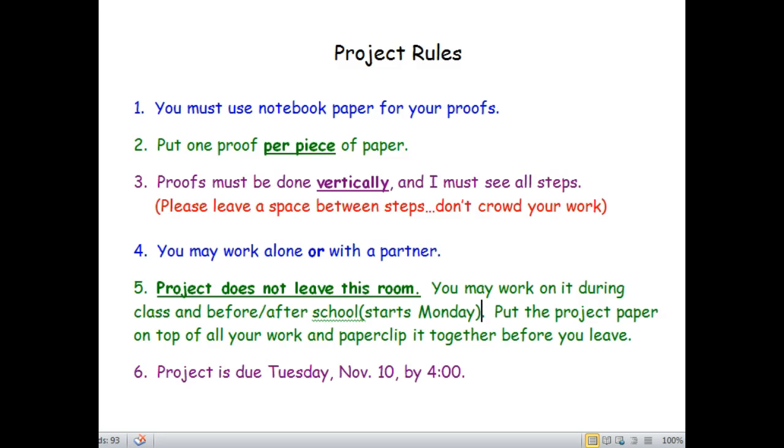All right. Number 2, I want each proof on its own sheet of paper. Okay, some of these proofs could go into 2 pages. So you're just going to use front and back, okay? Just depends on how you actually go about getting to the answer. Number 3, proofs must be done vertically, just like I've been doing in the notes. I must see all steps. Remember, if you skip steps, I will take off points. If you skip too many steps, I will take off all points.